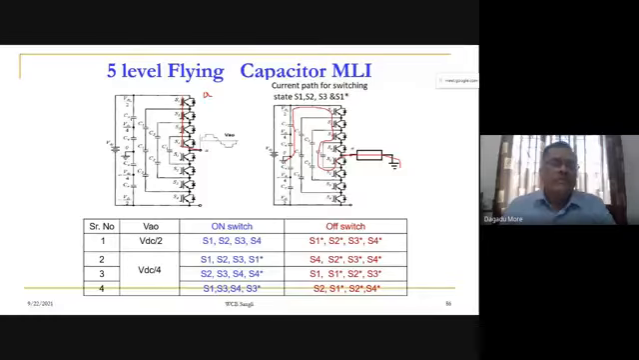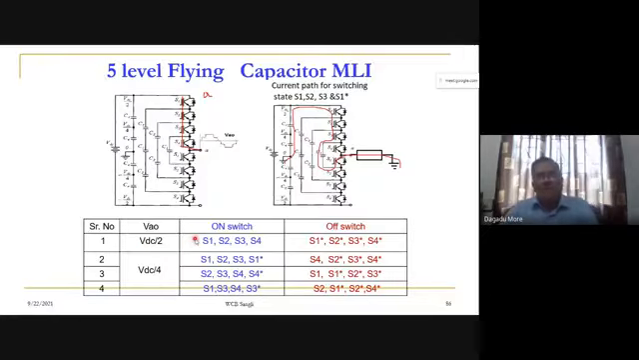This is our A point, upper DC link. And this VAO will be the two capacitor voltages, VDC by 4, VDC by 4. So VDC by 2 with respect to O, point A will be, sorry, VDC by 2. So here point A with respect to this point O will be VDC by 2. So this is what we have shown here.